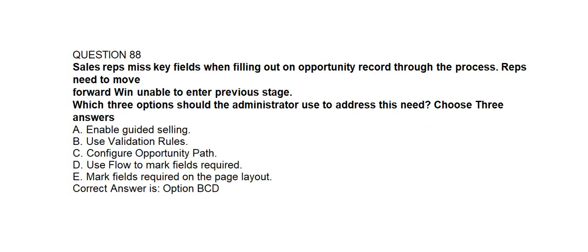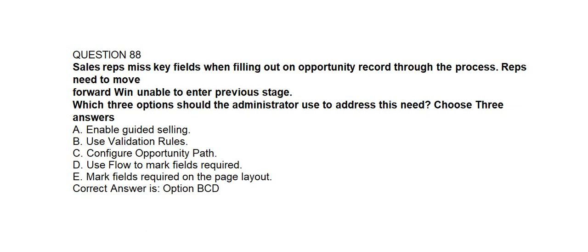Question number 88. Sales representatives miss key fields when filling out an opportunity record through the process. Representatives need to be unable to move forward until they enter the previous stage's fields. Which three options should the administrator use to address this need? Choose three answers. Option A. Enable guided selling.